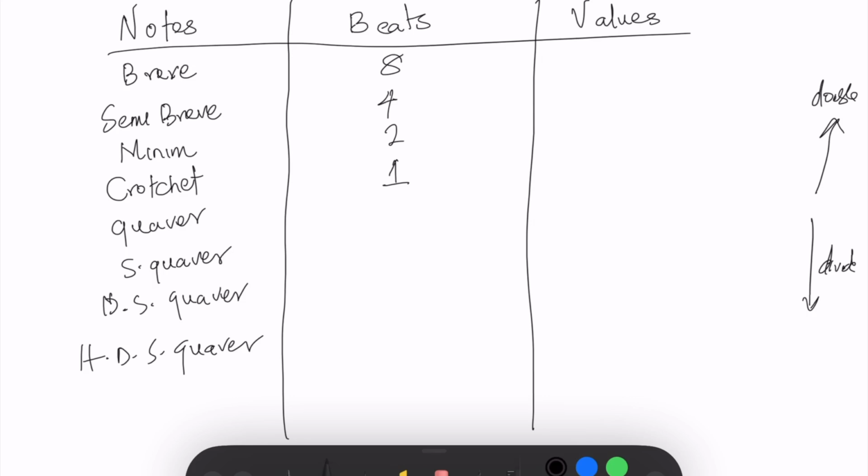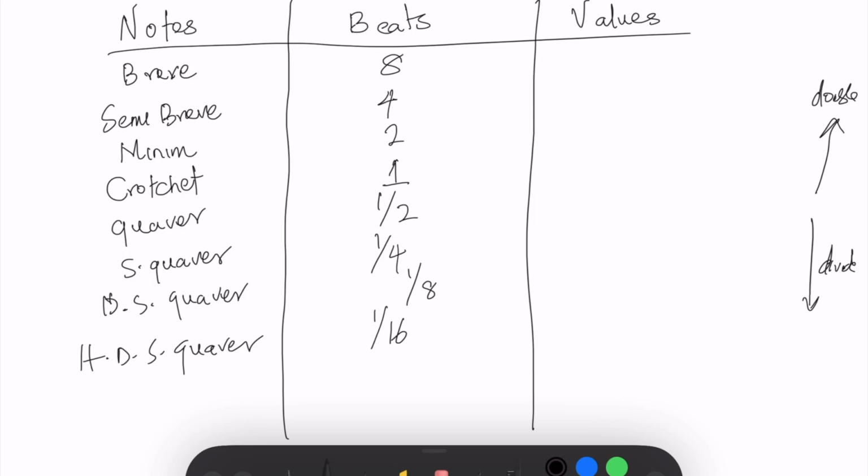Quiver will then be half as we divide. Semi-quiver will be 1/4. Demi-semi-quiver will be 1/8. And hemi-demi-semi-quiver will be 1/16.